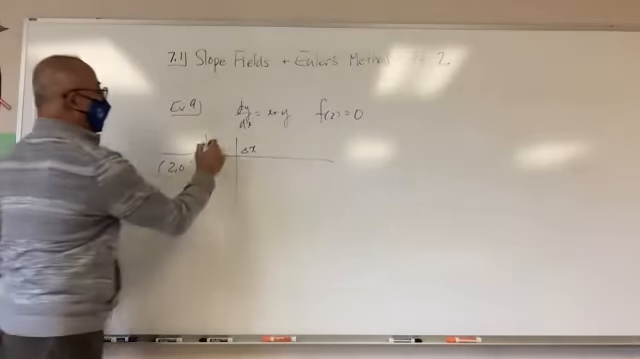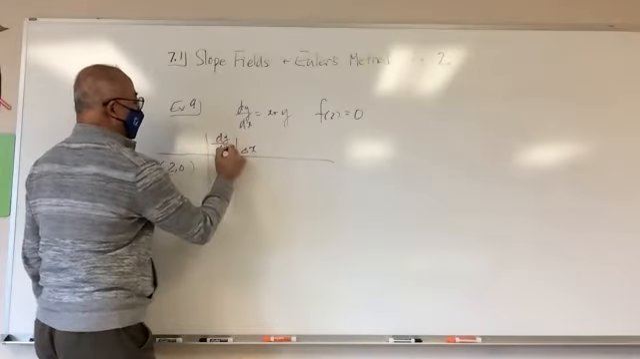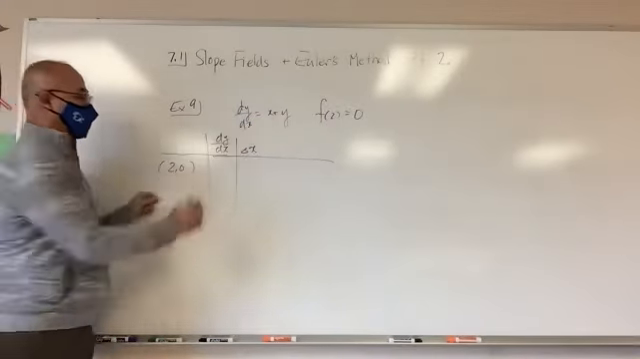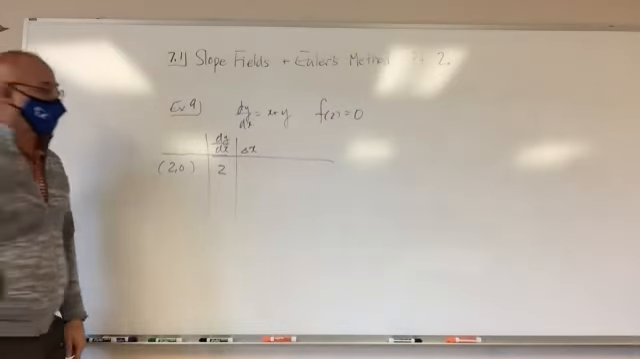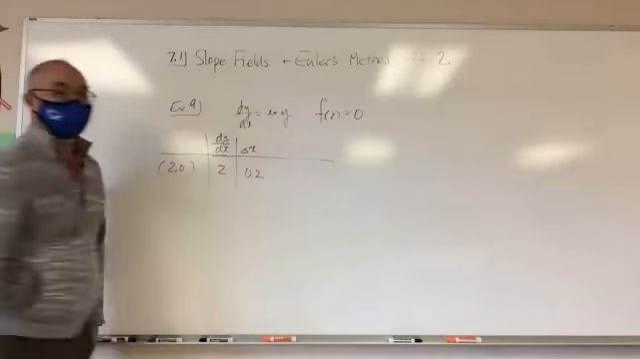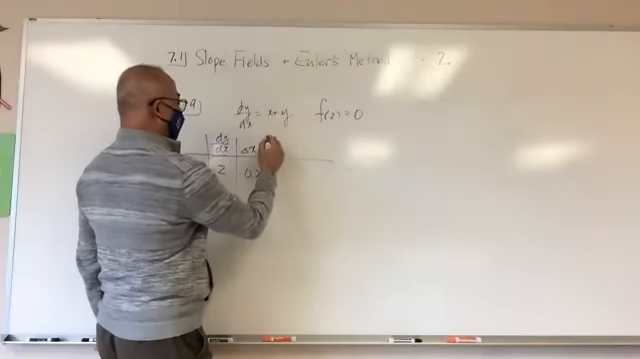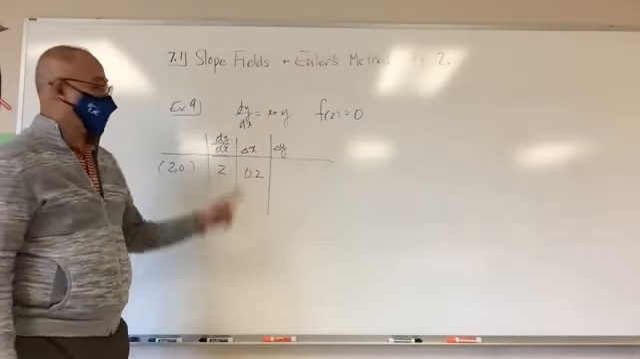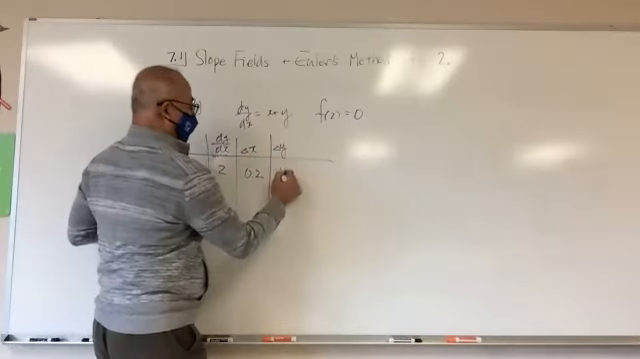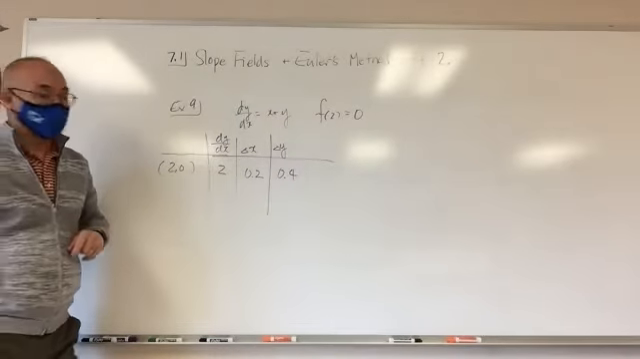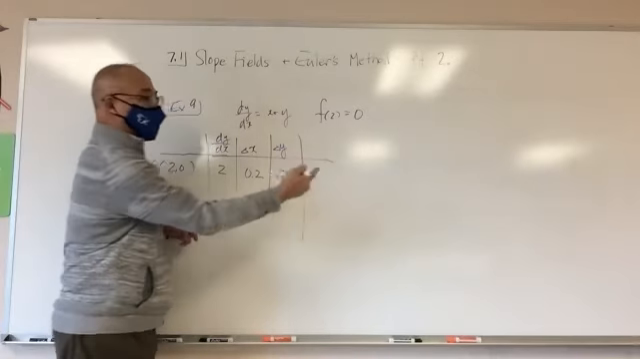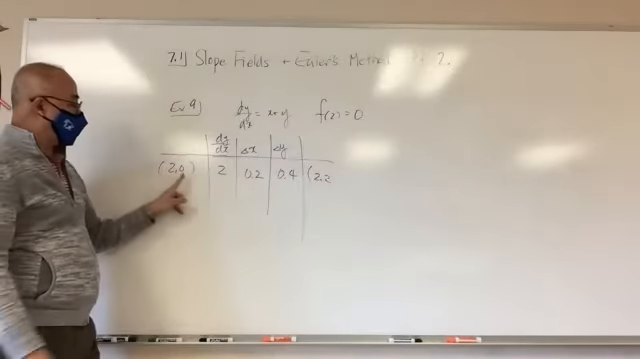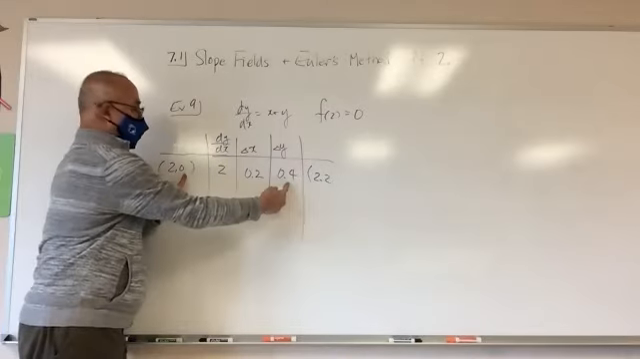So what is dy/dx going to be? It's 2. This is going to be 0.2. So delta y is this times this, correct? It was this times this. That's 0.4. So the point that I'm going to get is going to be x plus delta x, and then y plus delta y.